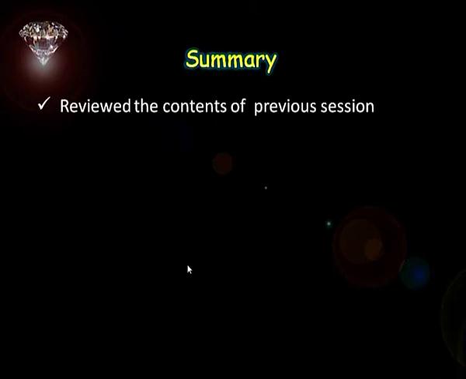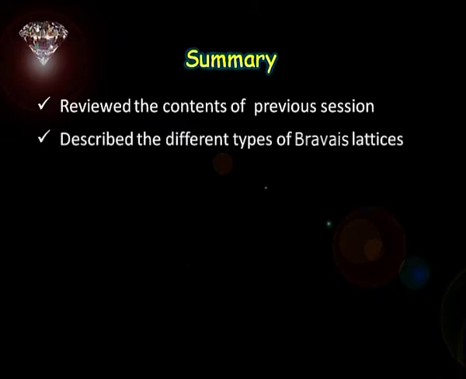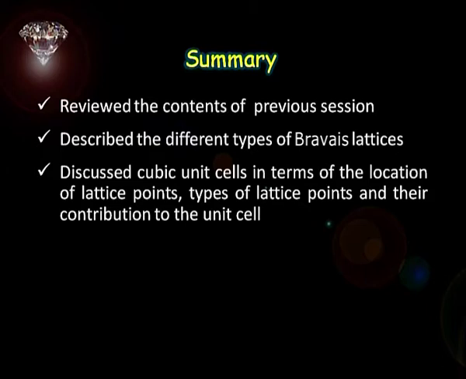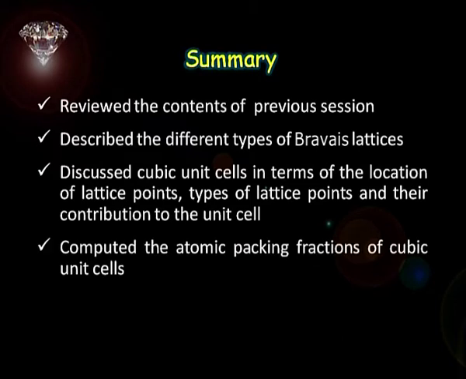Now, let us sum up what we have done today. We started by reviewing what we did in the previous session. Thereafter, we described different types of Bravais lattices, that means there were 7 Bravais lattices in 3 dimensions. Then we discussed in detail the cubic unit cells in terms of the location of lattice points, types of lattice points and their contribution to the unit cells. This was followed by computing the atomic packing fraction of cubic unit cells. We found that for simple cubic it is about 52%, for body centered cubic it is 68%, and for face centered cubic it is 74%. Face centered cubic is densely packed.